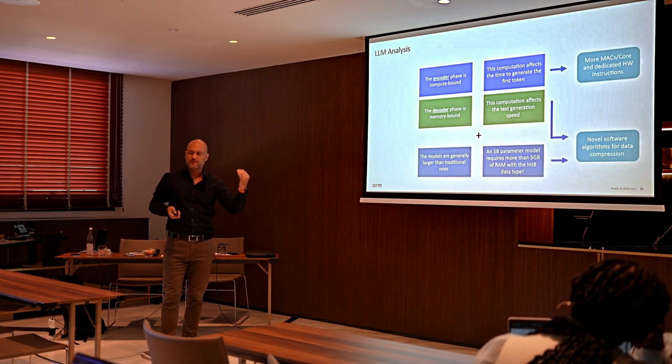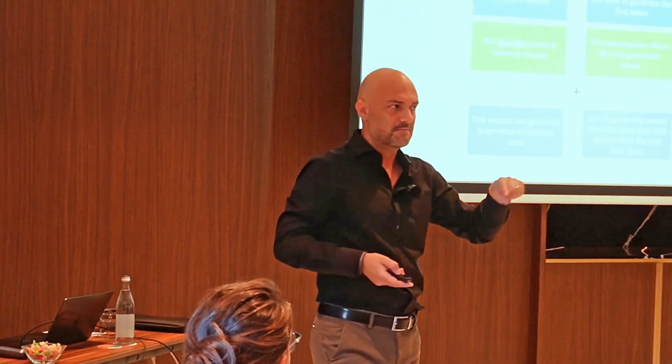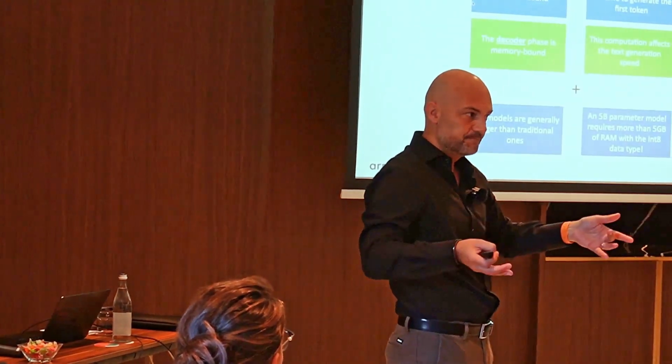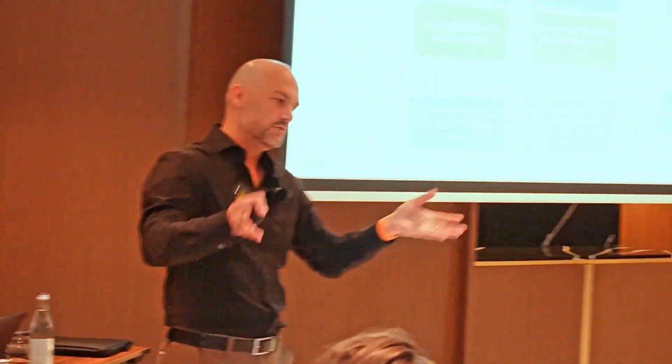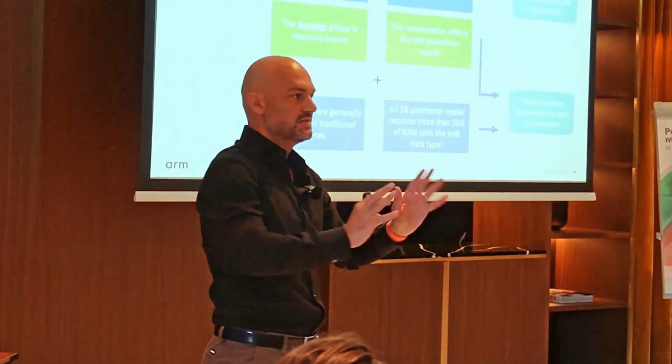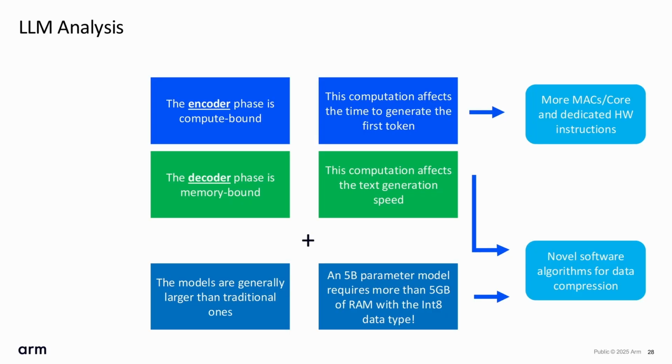So how do you improve the performance? Well, I improve the performance if I can minimize the memory transfers. There are no tricks, okay? There are some algorithms to improve the text generation, but to keep it simple, this is the way to go. But there is the other problem. The models are generally very large, right? So we have 5 billion parameters that require more than 5 gigabytes of RAM, so it's quite important.